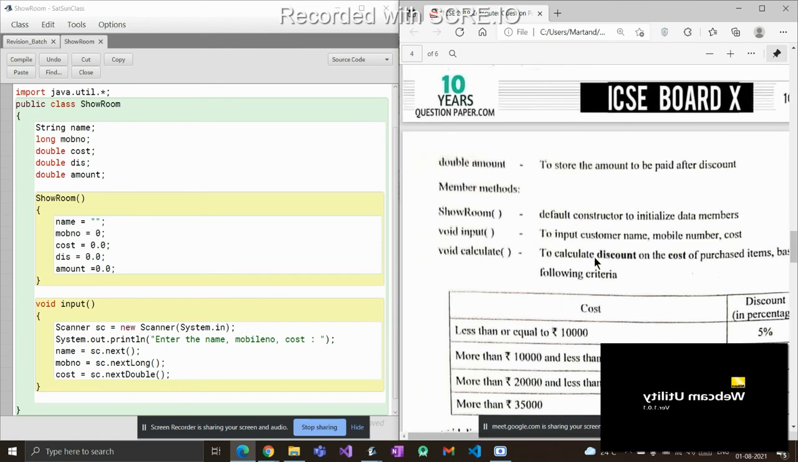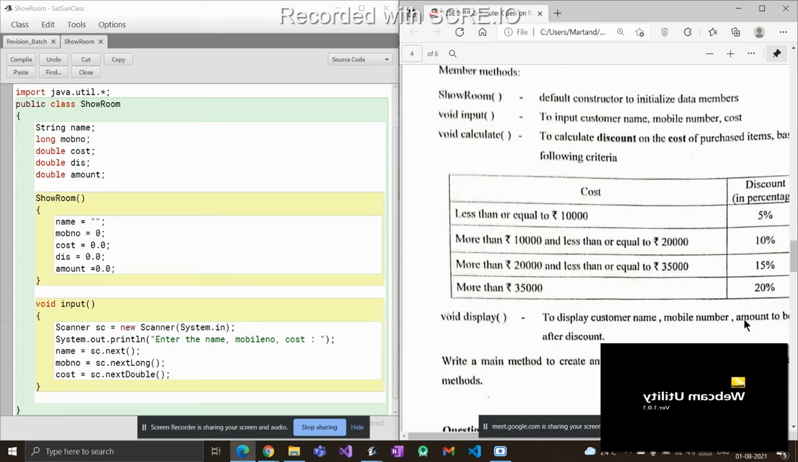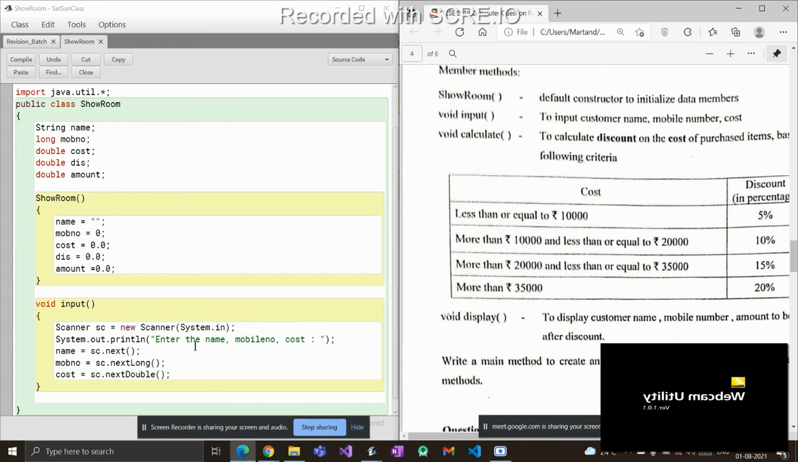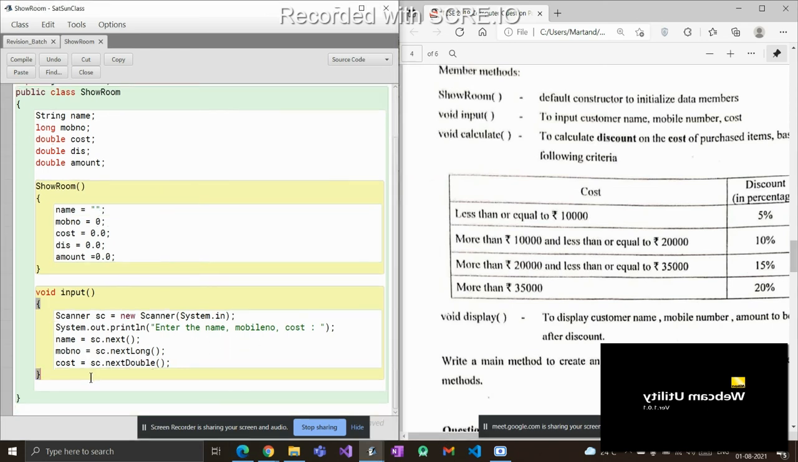Okay, so calculate discount. You have to just calculate the discount. Fine, and in your display function, display everything that is customer name, mobile number, amount to be paid after discount. Okay, so amount to be paid after discount. It is saying amount to be paid after discount. Okay, so we'll do that. No worries. So pay attention to how I'm doing.